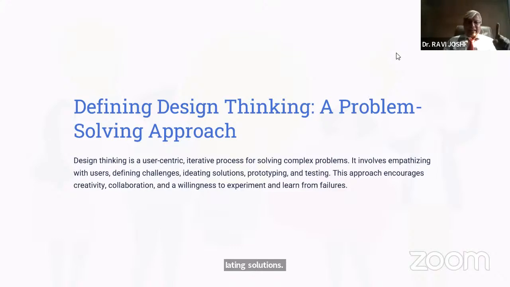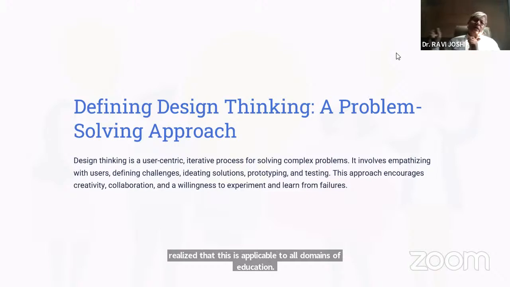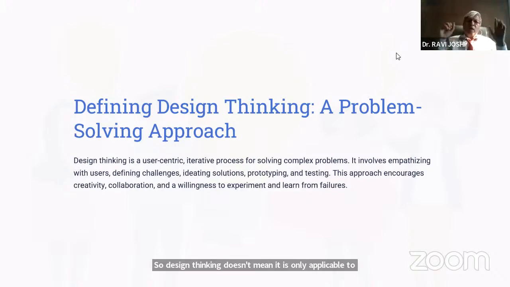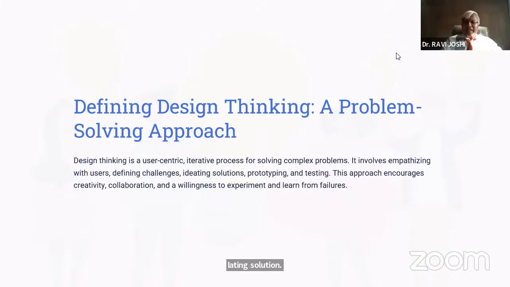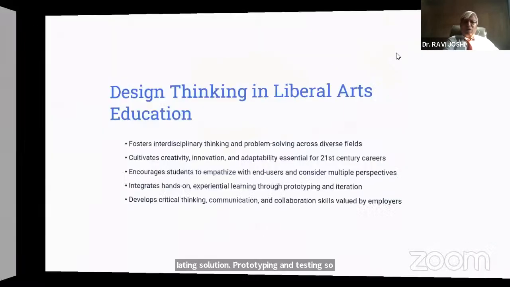These approaches encourage creativity, collaboration, and a willingness to experiment and learn from failures. So, from this definition of design thinking, you must have realized that this is applicable to all domains of education. Design thinking doesn't mean it is only applicable to science and technology, but it gives you defining challenges, ideating solutions, prototyping, and testing so that creativity and collaboration is possible.